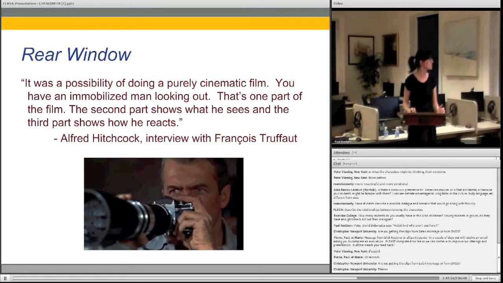And it's exactly the principle that Hitchcock uses to make Rear Window. In Rear Window, the Jimmy Stewart character is looking out of his window. He's the Hitchcock from the scene we just saw. He's looking out at things. He's looking back. Pure cinema.